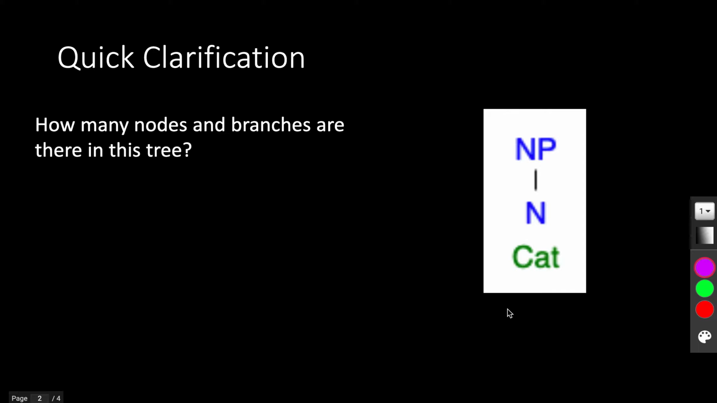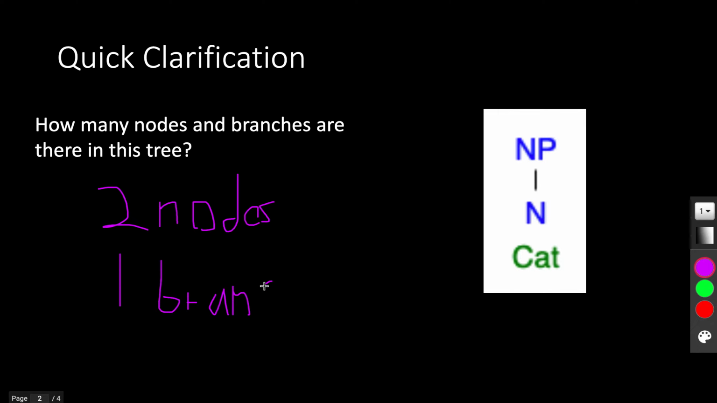Before we do that, I wanted to quickly clarify something about the way I'll be drawing trees in these videos. We can get at that by looking at the tree I have here, depicting a little snippet of a larger tree for the word cat. I want you to think to yourself, how many nodes are there in this tree, and how many branches are there? Well, for the purposes of this series of videos, there are going to be two nodes and one branch.